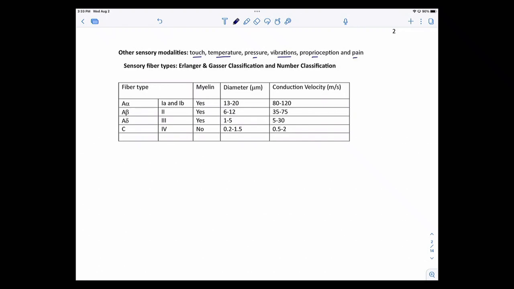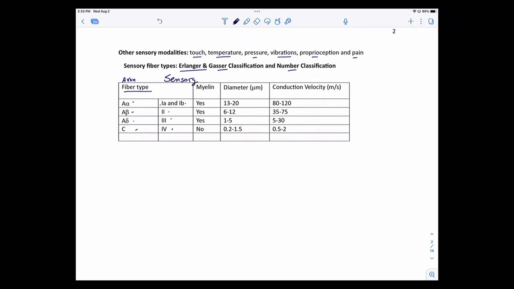And then finally, pain. So we have a little table here, and these are categories of fiber types. And in neurospeak, fiber means axon. Okay, so axon types. So we have a kind of a classification scheme. We have two of them. We have Erlanger and Gasser, and that would be your A alpha, beta, A delta, C's. And then you have your number classification, and it'd be 1A, 1B, 2, 3, and 4, and such. So a reminder that these fiber types that you see in the table here are sensory.